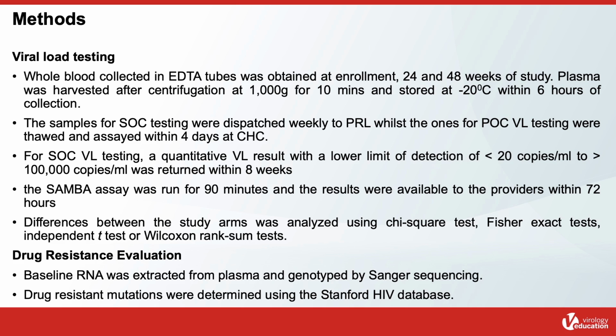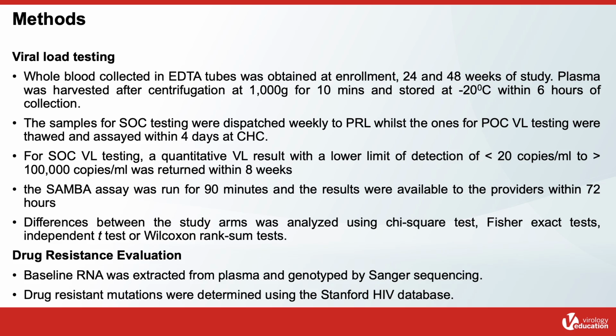For viral load testing, whole blood collected in EDTA tube was obtained at enrollment, 24 and 48 weeks of study. Plasma was harvested and stored at -20 within 6 hours of collection. The samples for standard of care testing were dispatched weekly to the provincial referral lab, while the ones for point-of-care viral testing were run through an assay within 4 days at the clinic. For standard-of-care viral testing at the provincial referral lab, the Roche assay Cobas Amplipep was used and the result was returned within 8 weeks. For point-of-care viral testing at the clinic, the SAMBA assay was run for 90 minutes and the results were available to the provider within 72 hours.